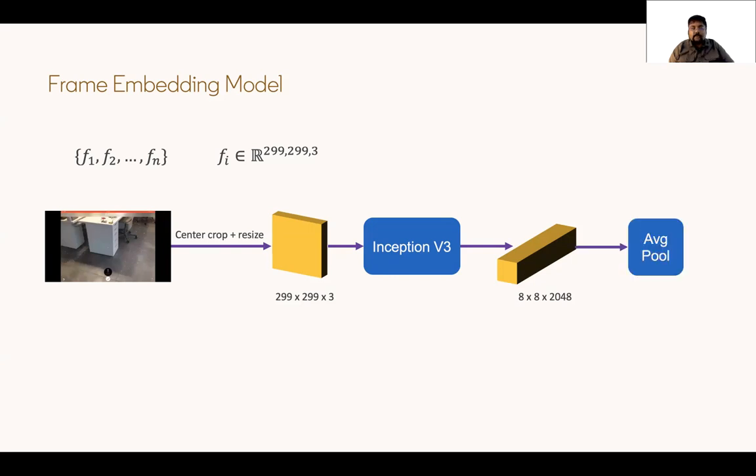This 8x8x2048 volume is then average pooled across the first two dimensions to get a 2048 dimensional embedding for every frame. Now, this technique of creating a 2048 or a similar size embedding for every frame is a standard technique used in many video understanding datasets and use cases.